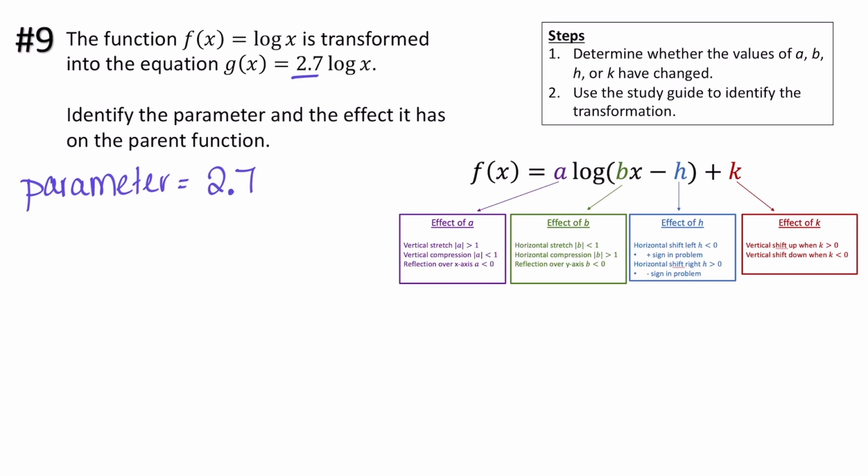And let's think about what it is. It's in front of our log and it's multiplying, right? So that's a value of a. Well, it tells us if the absolute value of a is bigger than 1, that is going to be a vertical stretch. Okay, so that is going to be a vertically stretched log function.